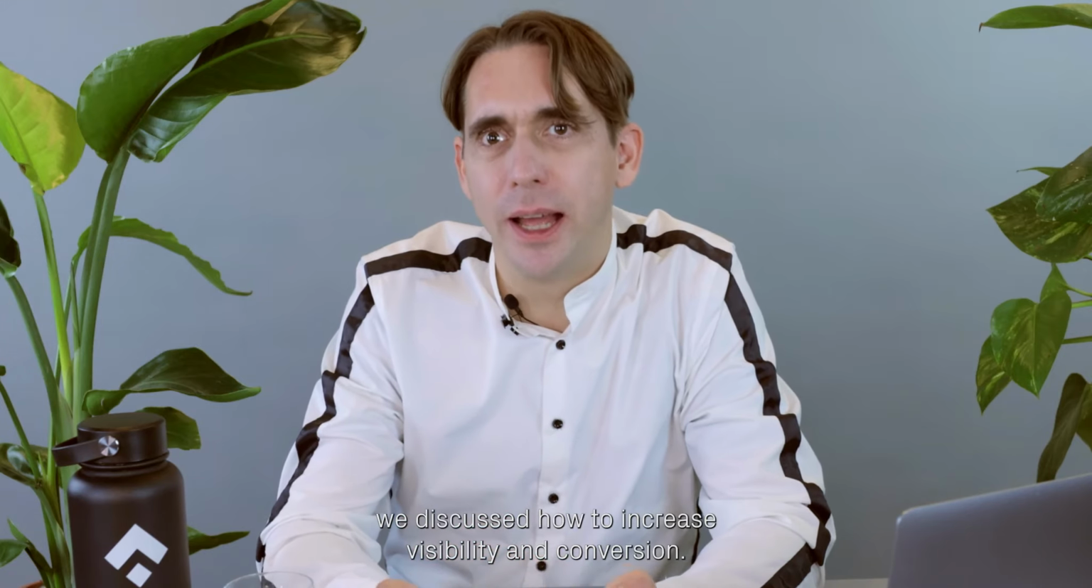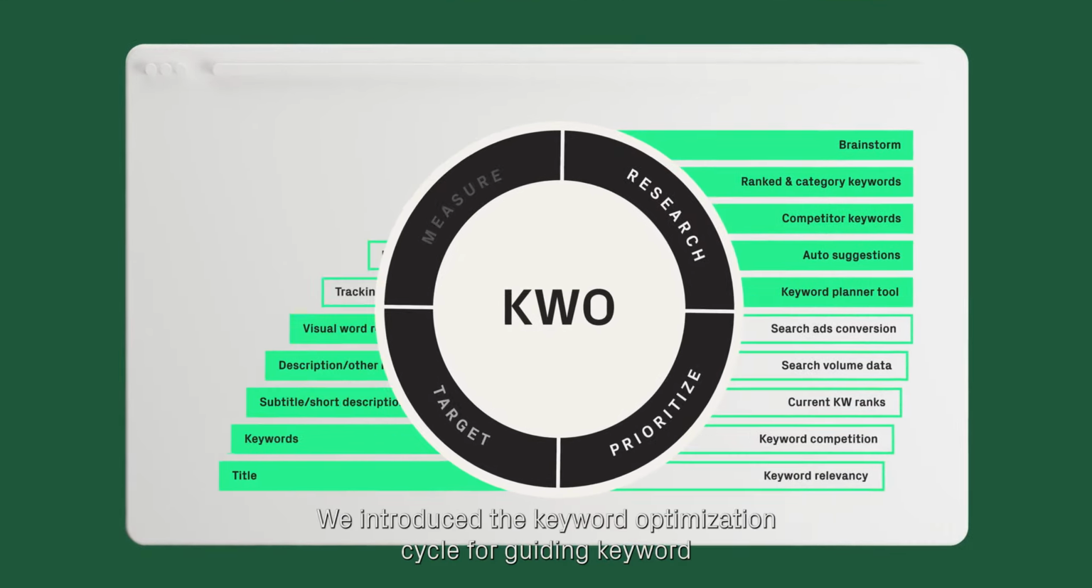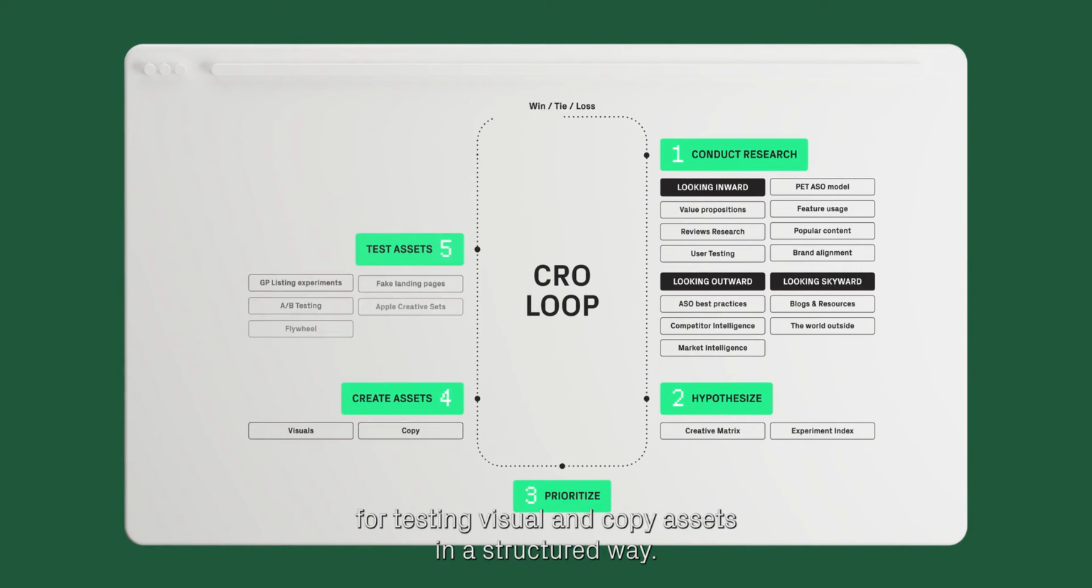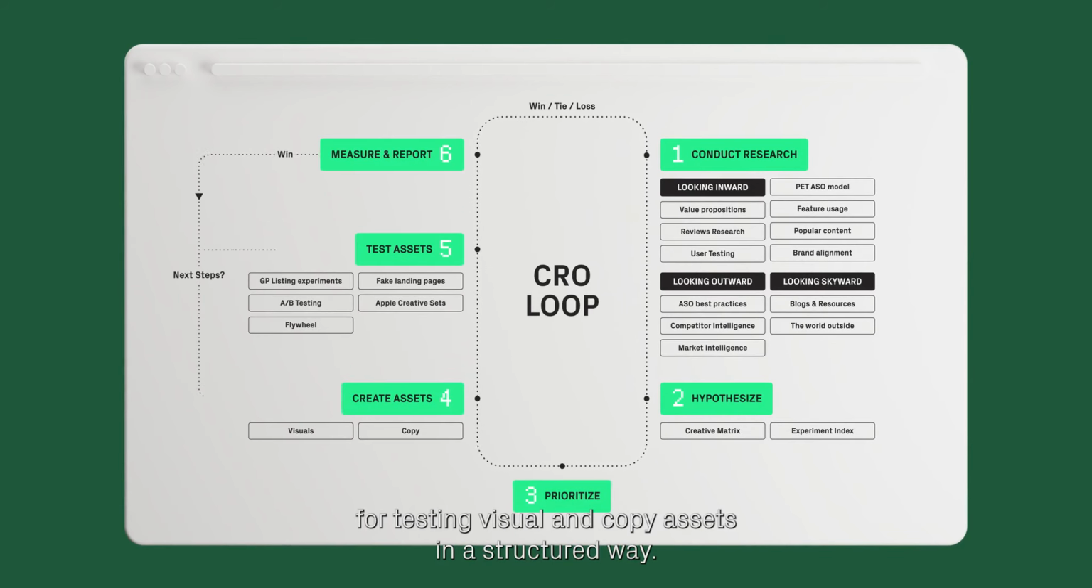In this lesson, we discussed how to increase visibility and conversion. We introduced the keyword optimization cycle for guiding keyword research and testing, and also the CRO loop for testing visual and copy assets in a structured way.